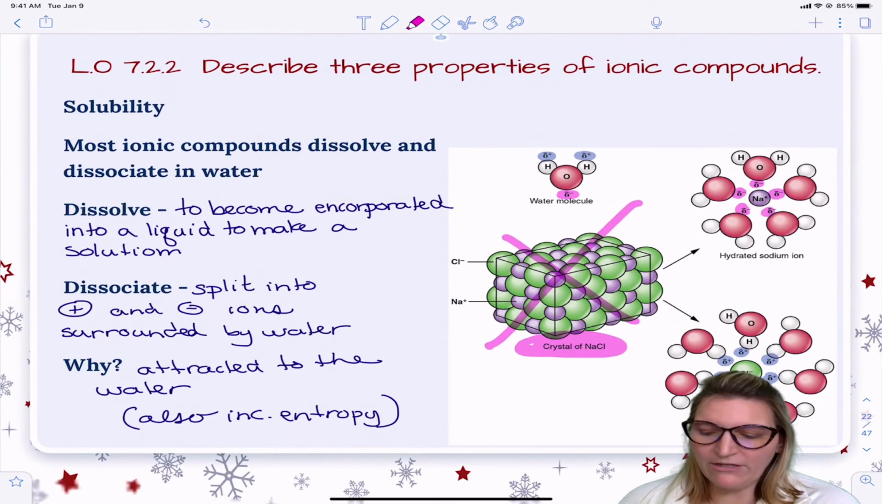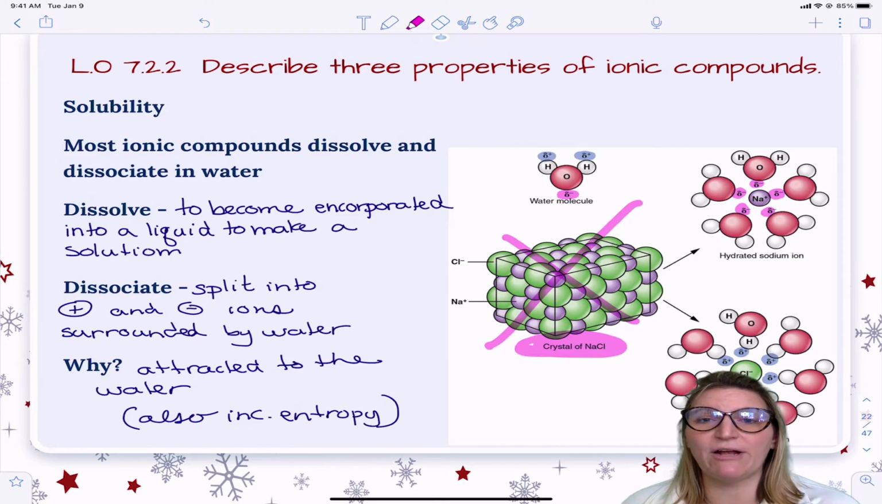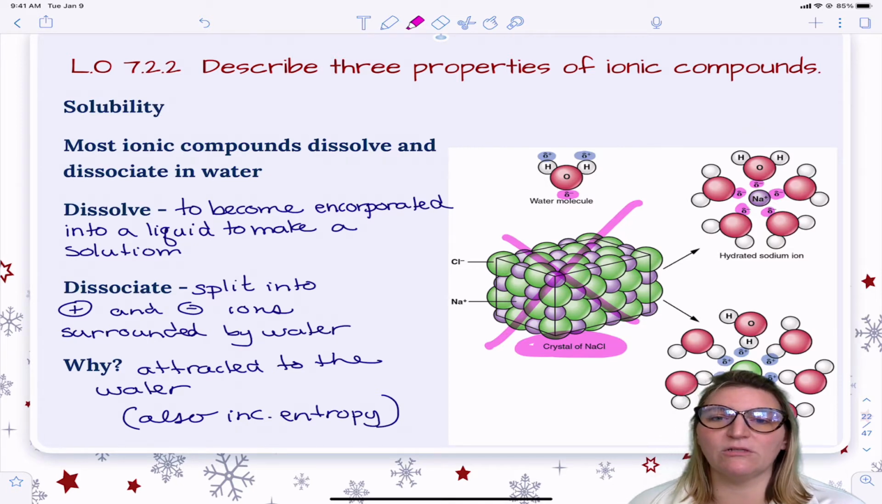And why do ionic compounds do that? Well, first of all, because ionic compounds are attracted to the water, and they're attracted to each other. So whichever one they're more attracted to is where they'll go. If they're more attracted to the water, then it will dissolve and dissociate. If they're not very attracted to the water, they're much more attracted to each other, it may not dissolve.